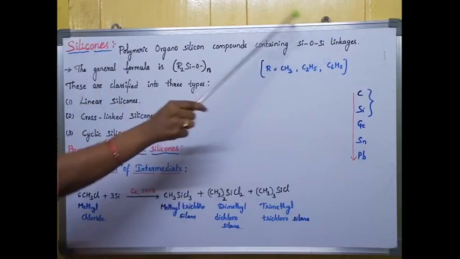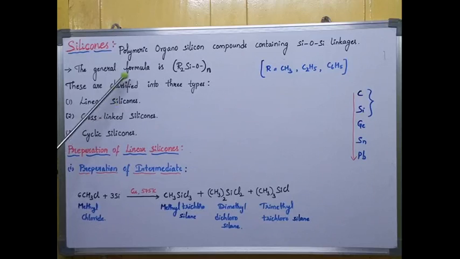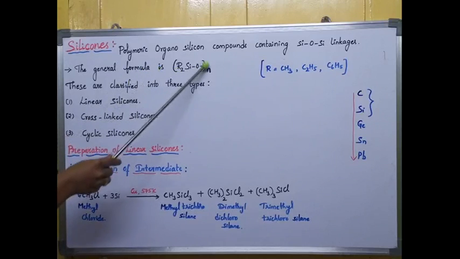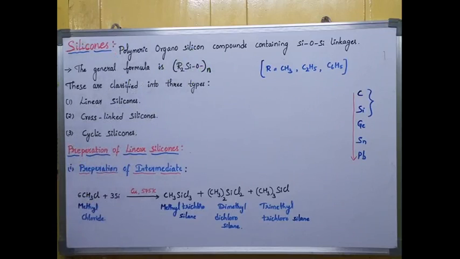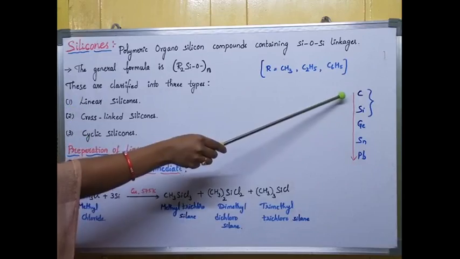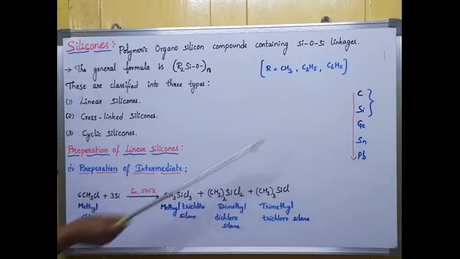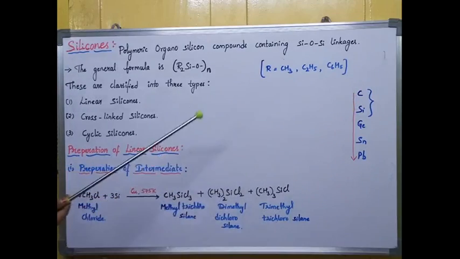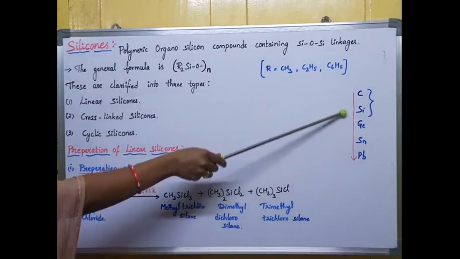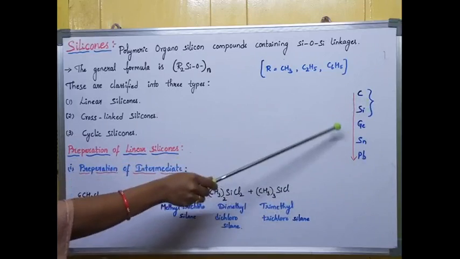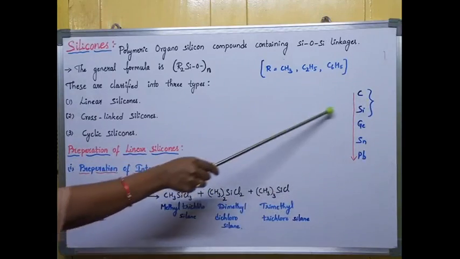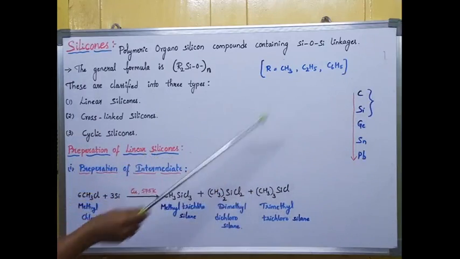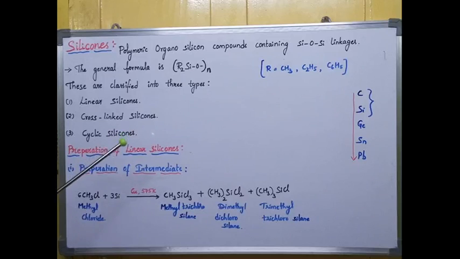This linkage is particularly observed in the case of silicones, and they have a general formula R2SiO. So why is the silicon element forming a polymer? Already I told you, if you observe group 14 elements, from top to bottom size increases, and we know that carbon and silicon have small size and they form covalent compounds. The remaining elements form ionic or non-covalent compounds. Because of their covalently bonded nature, these elements can form polymers or different compounds.